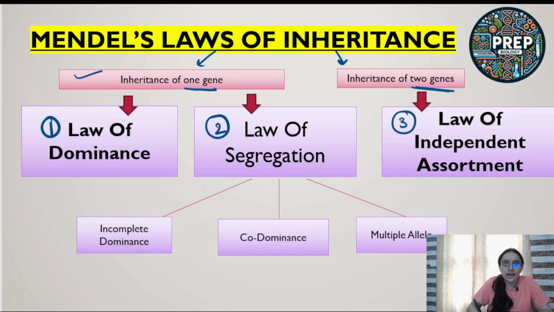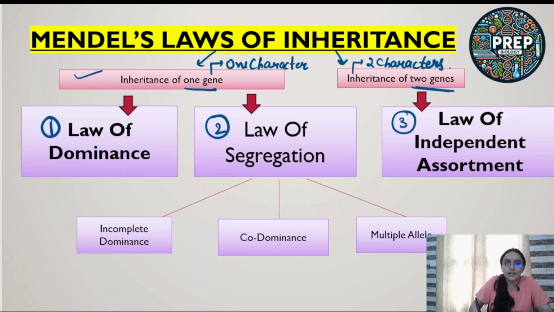Under the inheritance of one gene, this means the study of inheritance of a single gene in which only one character is considered. Only one character is considered. And in the inheritance of two genes, the study involves two characters.